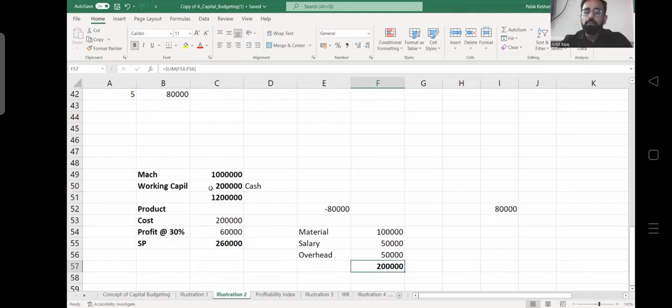So what you are doing, you are using this working capital for manufacturing of this product, right? And now you are charging profit of 60,000, and in total you will be selling this product at 2,60,000 rupees. And from your customer, you will be recovering 2,60,000.